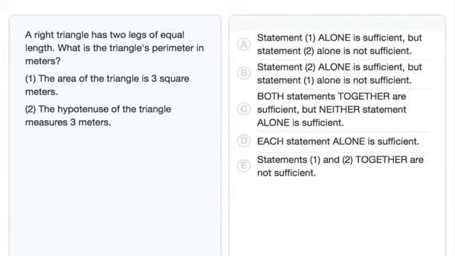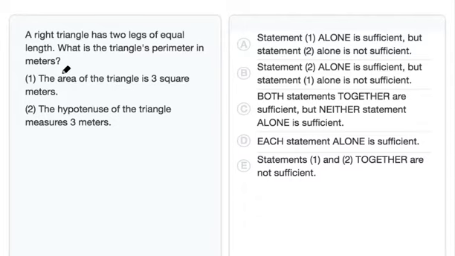To solve this data sufficiency question, we'll go ahead and consider each statement separately first and then together if needed. Before we dive into the statements, let's look at the question and extract the information that we're given from the question before we consider the statements separately.